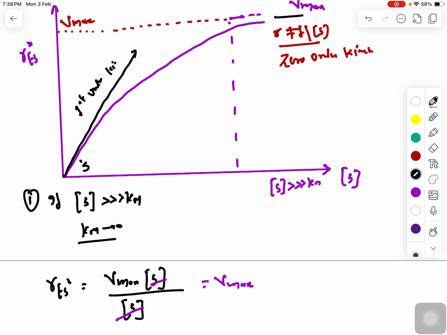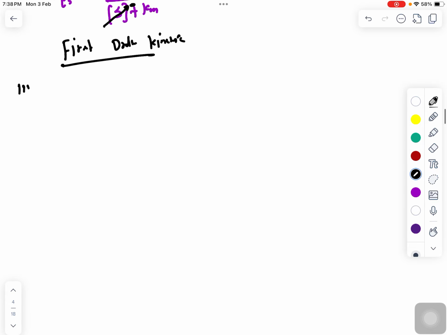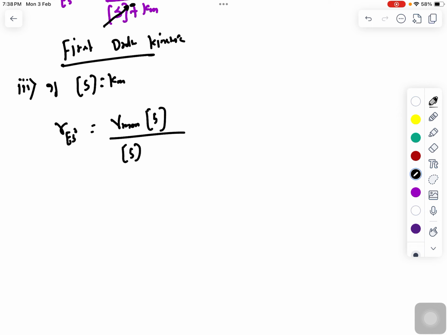When the concentration of S is very much less than Km. Now let's understand one more point here. Third, if the concentration of substrate is equal to Km, what will happen? The rate, the concentration of ES star, is equal to Vmax into concentration of S divided by concentration of S plus Km. So I can write that as Vmax into concentration of S divided by 2 into concentration of S. So this will get cancelled out, and you will see Vmax divided by 2.